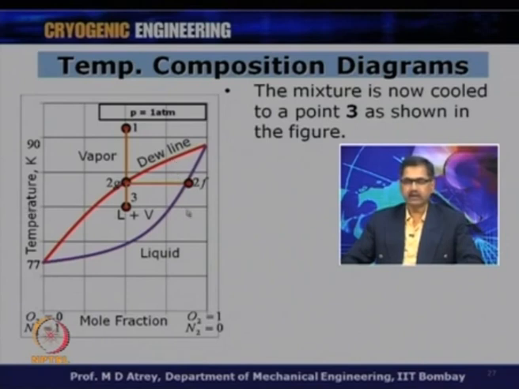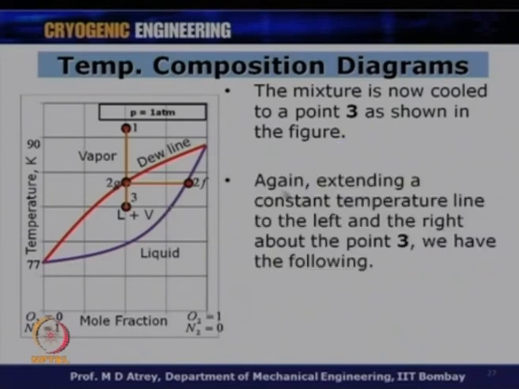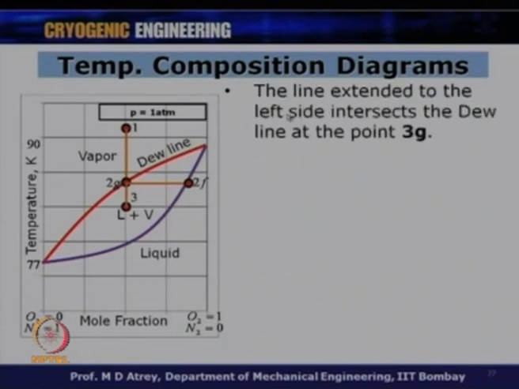I will again draw a horizontal line. Because the vapor and liquid are going to be in thermal equilibrium with each other, where the horizontal line hits the dew line, I will get a vapor composition at this point, and where it touches the bubble line, I will get a liquid composition at that point. So, again extending a constant temperature line to the left and the right of this point 3, we have the following. The line extended to the left side intersects 3G. So, from 3 I go to 3G when I extend this line on the left side, where it intersects the dew line.